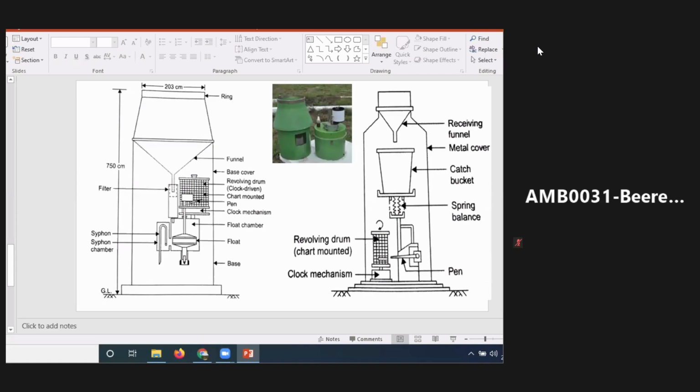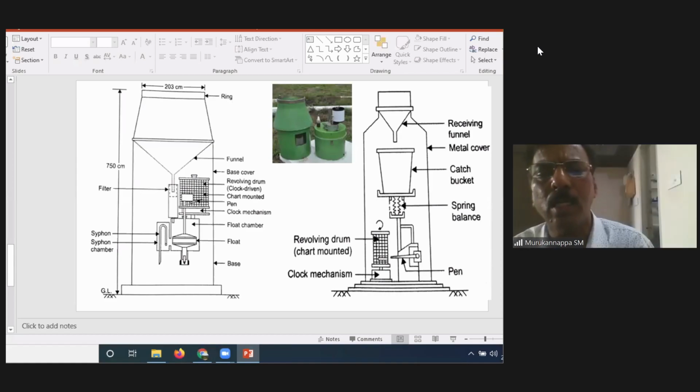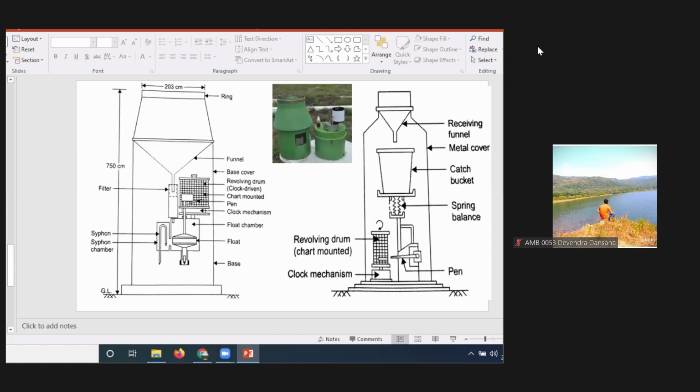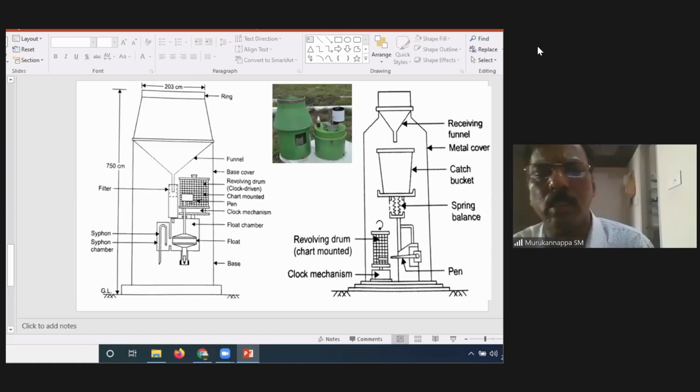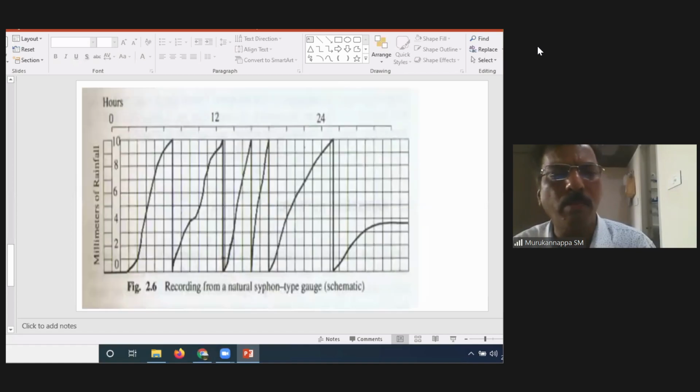After recording this precipitation, this is the automatic rain gauge which records on the graph. That graph is known as the rainfall chart. See here, this is the rainfall chart which is obtained from the automatic rain gauge. See here, on the x-axis there is time, hours. On the top you can observe 0, 12, 24. That means it will be rotating one revolution for 24 hours.